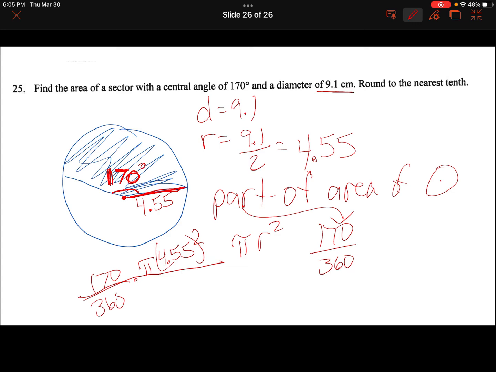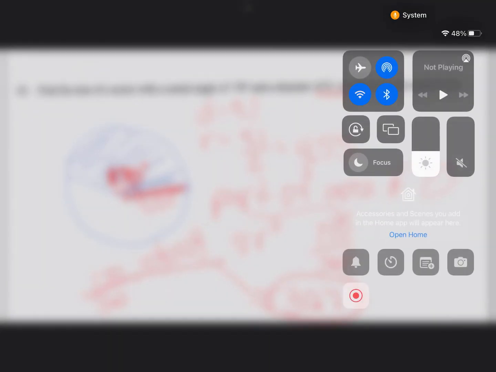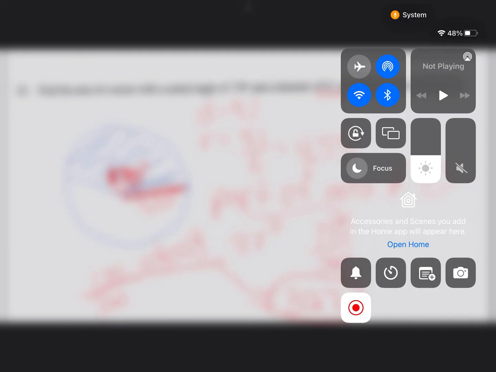It says round to the nearest tenth. So I have 30.7 approximately. All right, that is the last one. Please make sure that you understand all of these and that you have a complete version of the review.